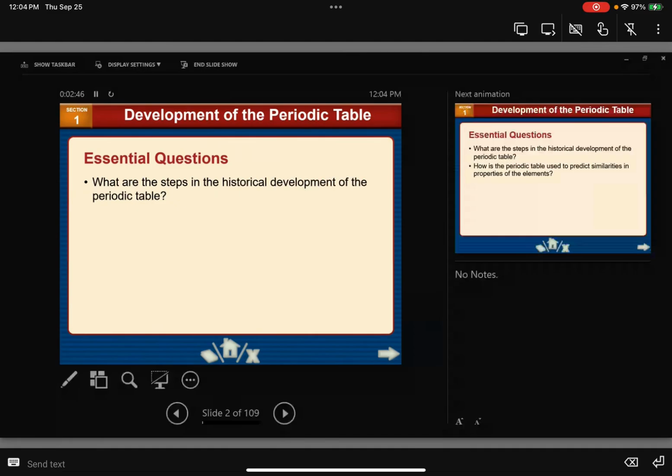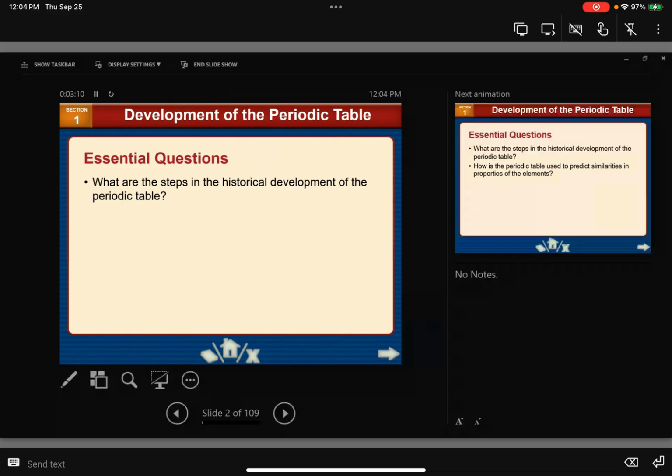Okay, so we are moving on to chapter 3. There will be a little bit of information from chapter 2 that will probably be on your test, and it's just things that we needed to know about before we can move on in our content. So now we're going to look at chapter 3.